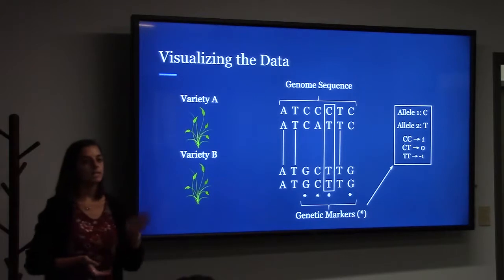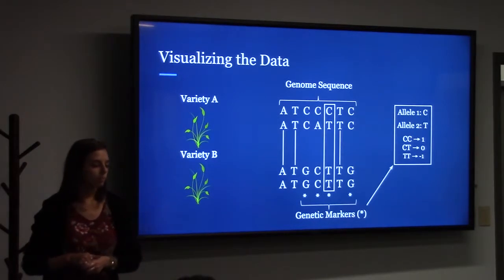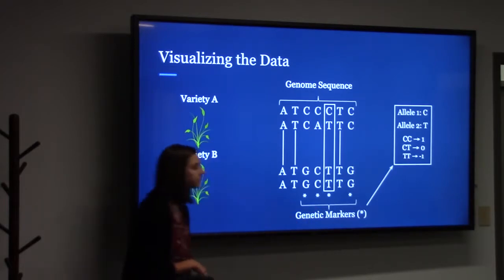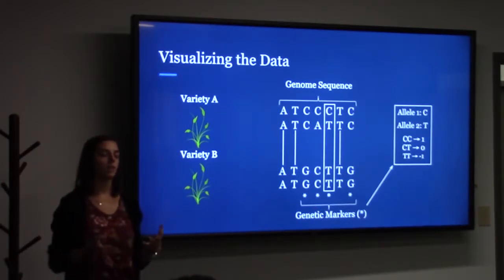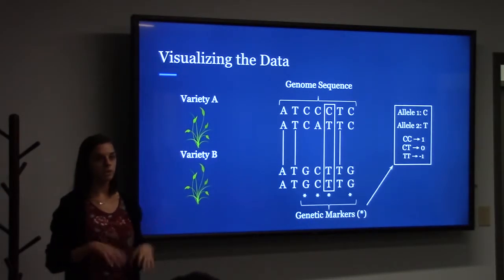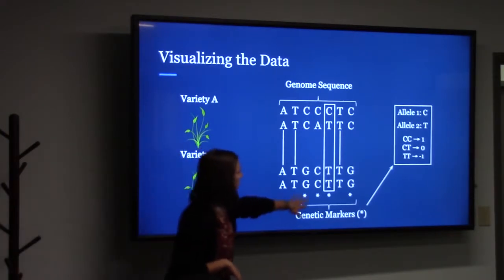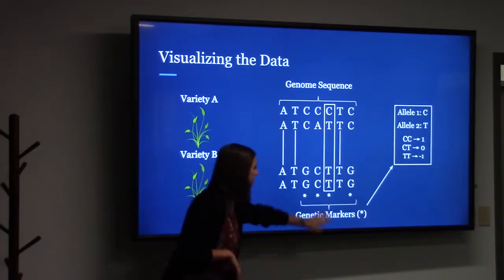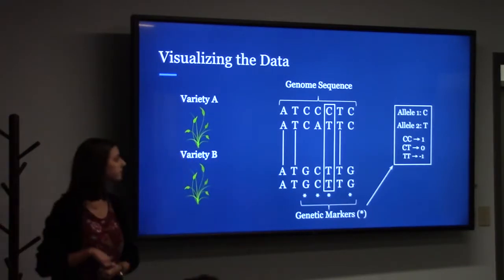It's coded with A's, T's, C's, and G's. That's not super important, but all you need to know is where this differs. It's called a genetic marker. These genetic markers indicate where the trait values differ. So these are denoted with stars down below. The A's are the same, the T's are the same. An example here is where it's different.